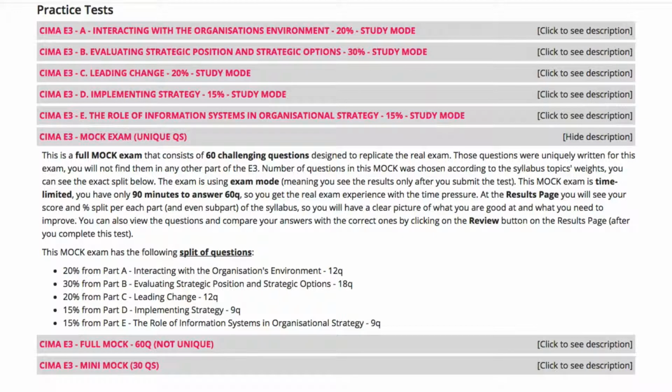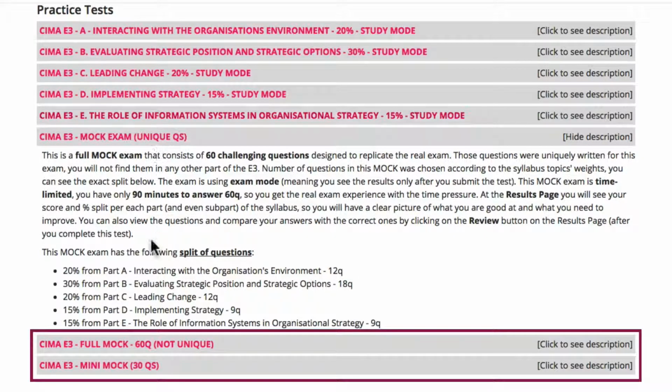Now, let's move on to the mock exams. We give you three types of mock exams. One full mock with 60 unique questions, which means that they are original and cannot be found in any of the above parts here. We also have two other types of mock exams: a full mock with 60 questions and a mini version of that with 30 questions. The functionality of the mock is exactly the same as above. However, we utilized CIMA methodology here and we randomly pick questions coming from parts that you can see here according to the percentage split of the syllabus. Just for your information, this is exactly what CIMA does for the final exams.